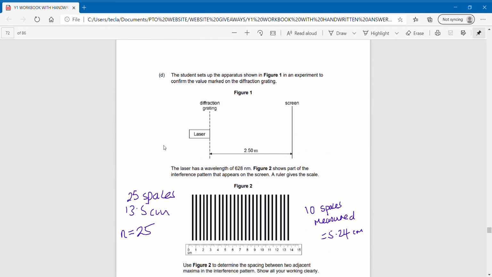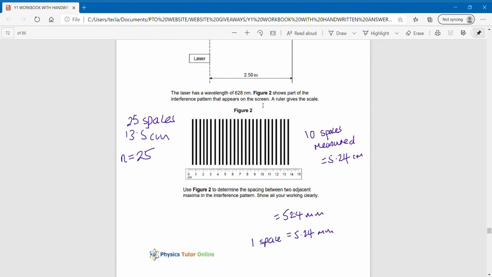Part D. The student sets up the apparatus as shown in figure 1 in an experiment to confirm the value marked on the diffraction grating. We have a laser wavelength of 628 nanometres, and we're given an interference pattern and a ruler to show us the scale. So use figure 2 to determine the spacing between 2 adjacent maxima in the interference pattern. Show all your working clearly.